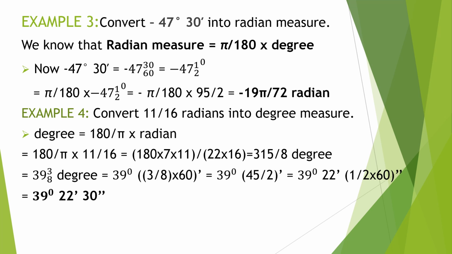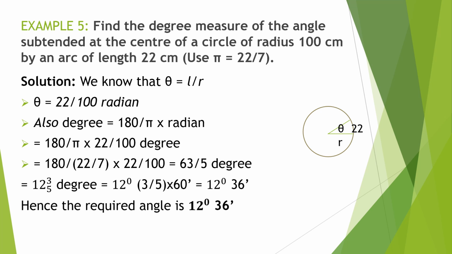So half into 60. So ultimately your 11 by 16 radians is equal to 39 degree, 22 minutes and 30 seconds. A different type of example. Find the degree measure of the angle subtended at the center of a circle of radius 100 cm by an arc of length 22 cm.